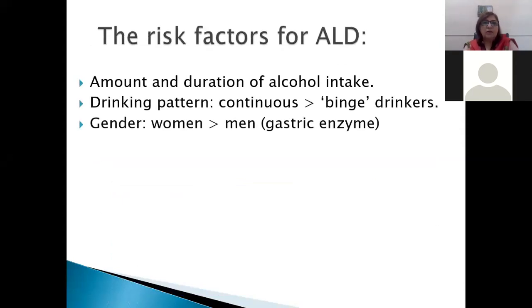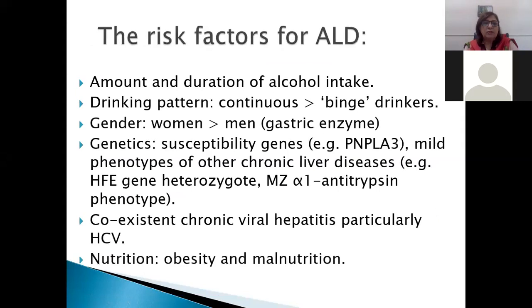So, how does this alcoholic liver disease occur? Because of the risk factors for alcoholic liver disease. Amount and duration of alcohol intake: the more the amount, the more the duration, the more the changes are going to be seen. So drinking pattern, if it continues, or binge drinkers, this is going to lead to hepatic cirrhosis or Laennec cirrhosis.